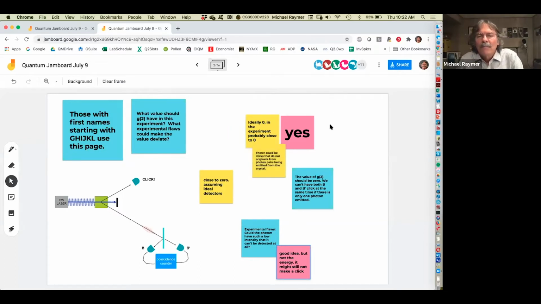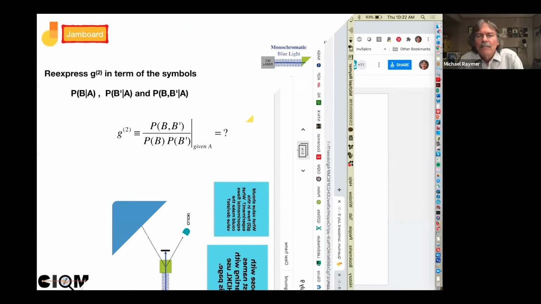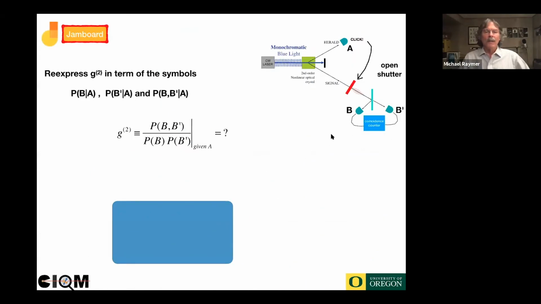So the answer that I liked the most from everybody was that some extra light could leak in. So over here, there could be a little dim light bulb, and extra photons could fly into here at the same time that our good photon is coming through, and then both B and B prime could click, and then G2 would be greater than 0.